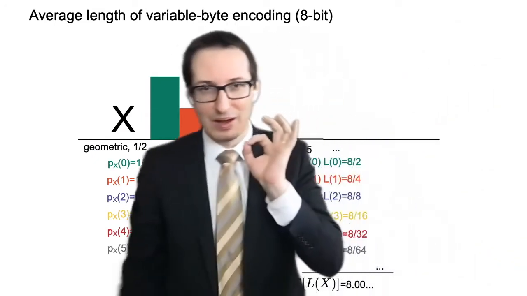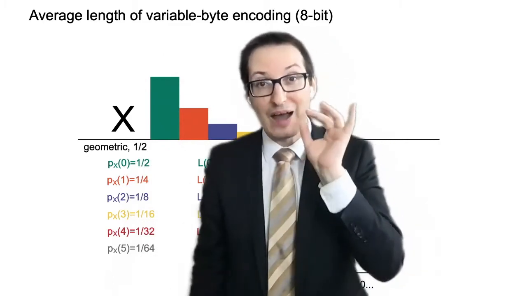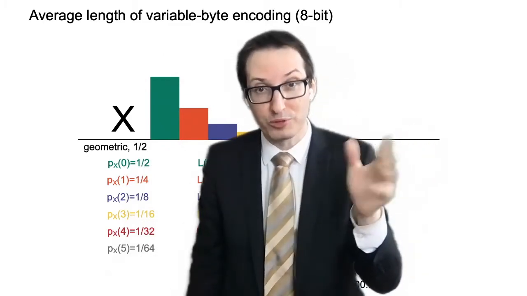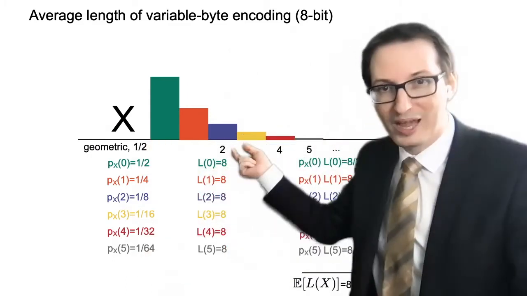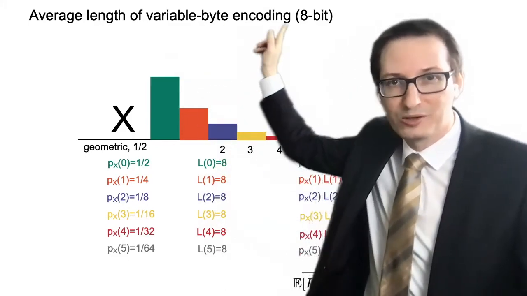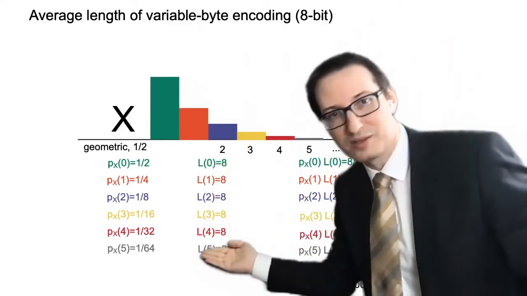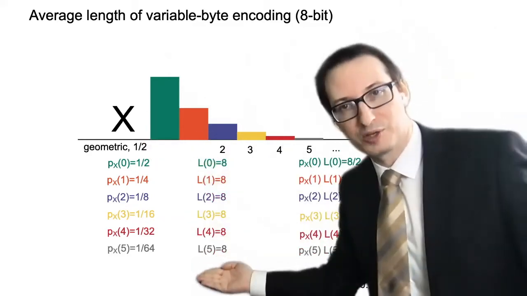Now, let's stop looking at entropies. Now, I'm looking at the average length. Well, you know how to compute an average value. It's an expected value with probabilities, right? So we have the probabilities. We have the length of the encoding of these integers, right? So if you use a variable byte encoding on 8 bits, then everything here is 8 bits. So I picked the geometric distribution. I only computed the first integers, right?